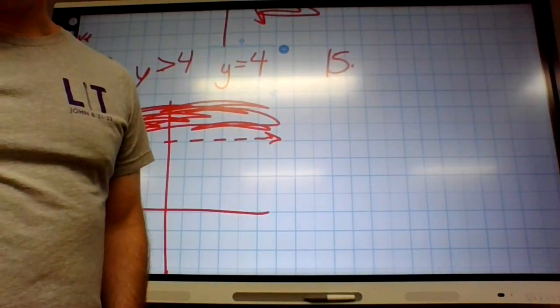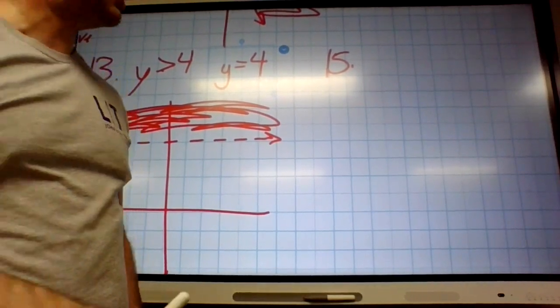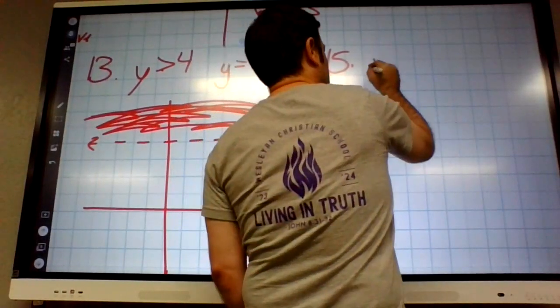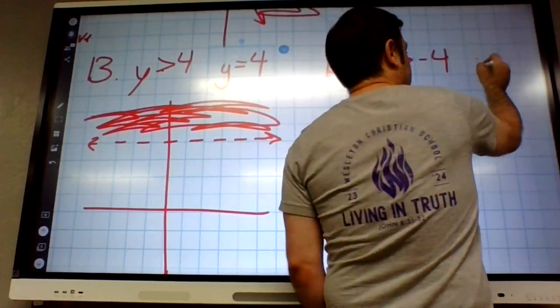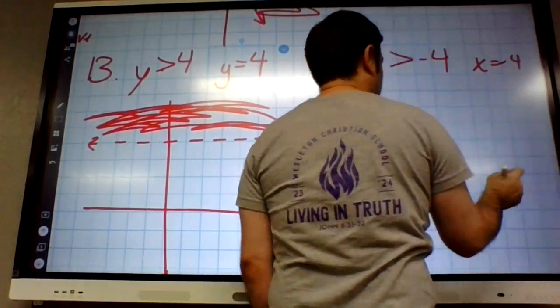Okay, 15 is just x is greater than negative 4. So what would the graph of x equals negative 4 look like?